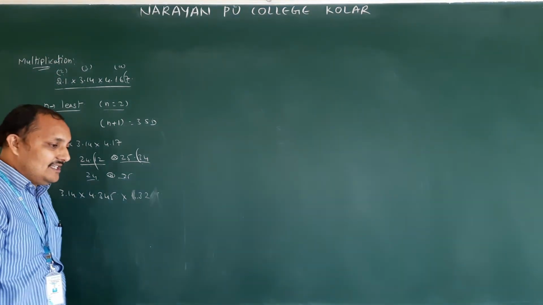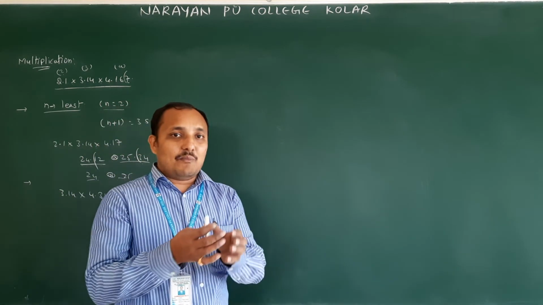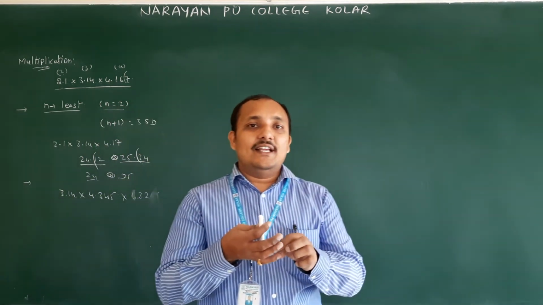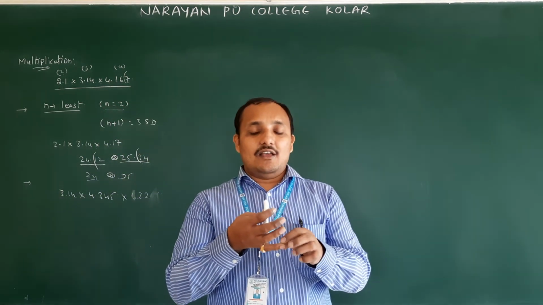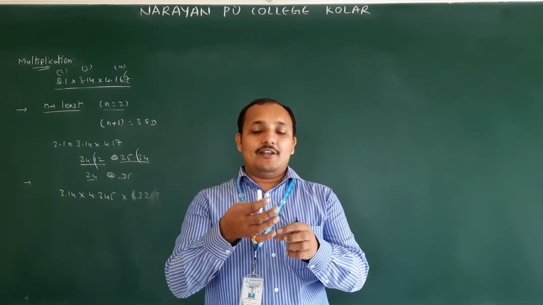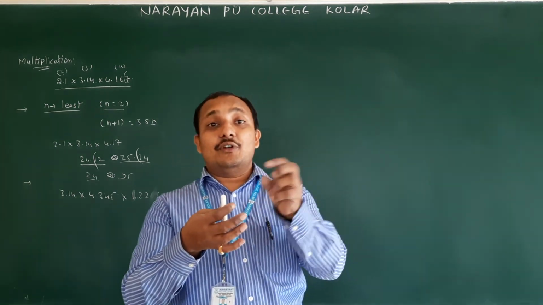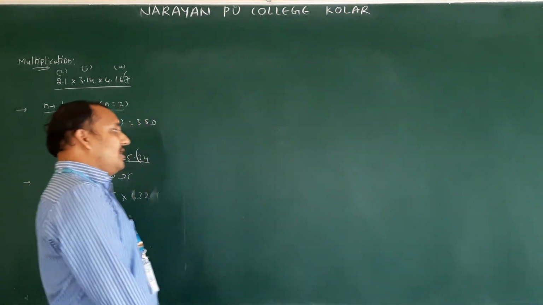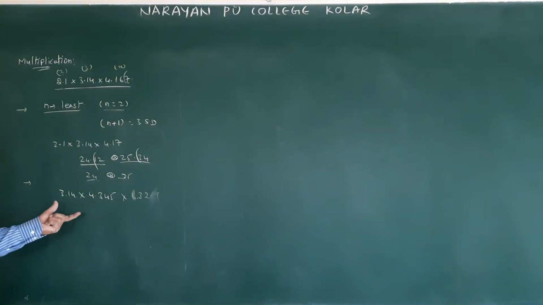So the rule is, first identify among the given numbers the least number of significant digits. After multiplying or dividing, write the final answer in terms of the least number of significant digits. This is for both multiplication and division.